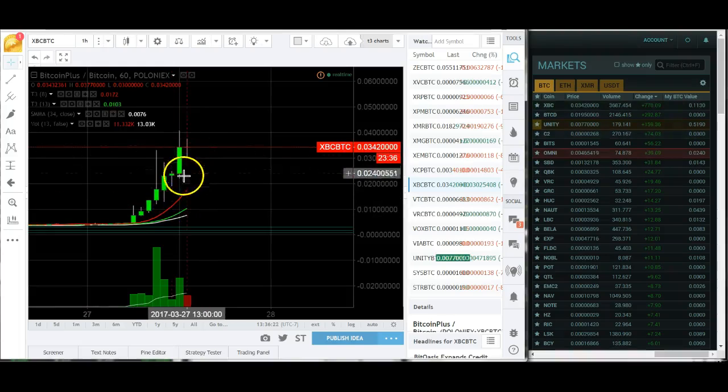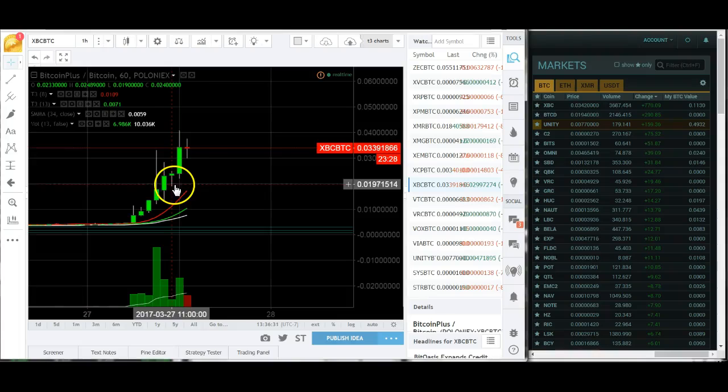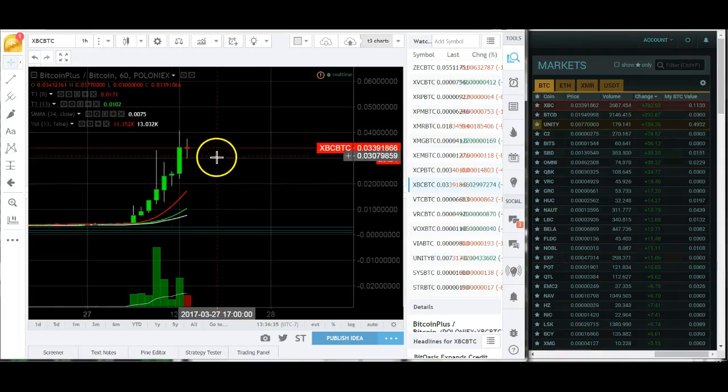You can see the price is extended past the 8, and the 8 is its natural course of return. The 8 is basically previous highs, previous lows, support lines. It'll follow that all the way up. Right now I need to hold previous highs, 0.033, excuse me.